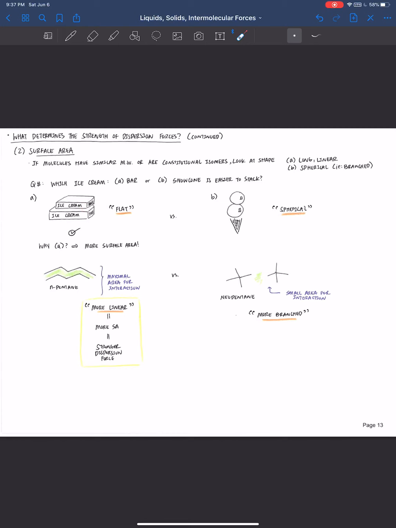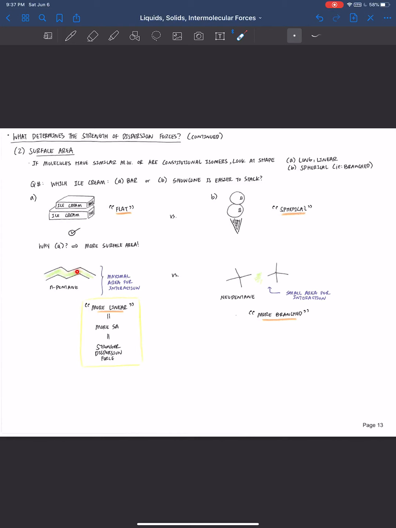So the analogy here we're using is ice cream. You can think of having an ice cream bar, which is pretty flat, or something that's like a cone, right? Where you have spherical ice cream. And so, which one is easier to stack? Well, yeah, it would be the bars, right? And that's because they have more surface area.